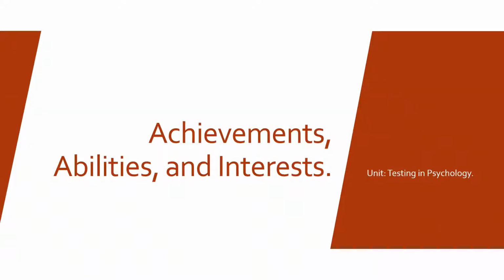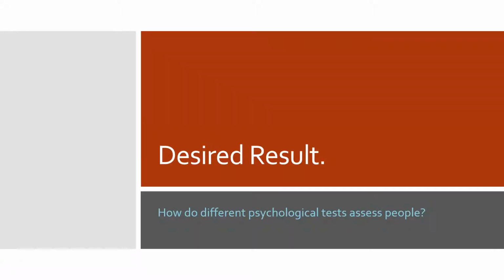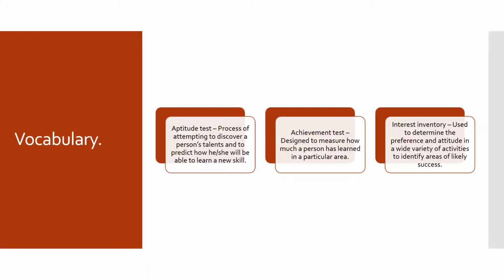Achievements, abilities, and interest. This is for our unit on testing in psychology. Our objectives and standards: to understand the purpose of different types of psychological tests and analyze the difference between psychological tests. Take a moment there to read the standard as well. The desired result: how do different psychological tests assess people?